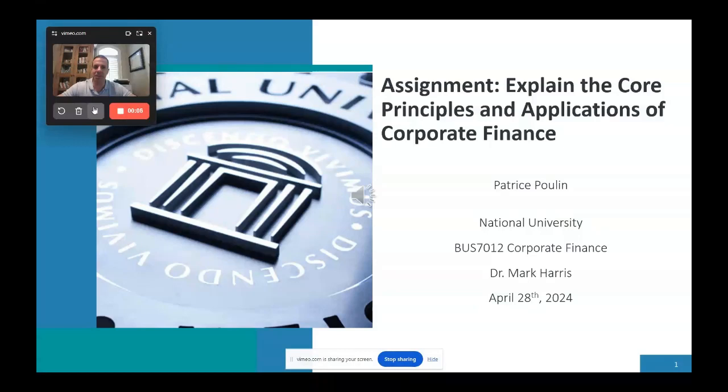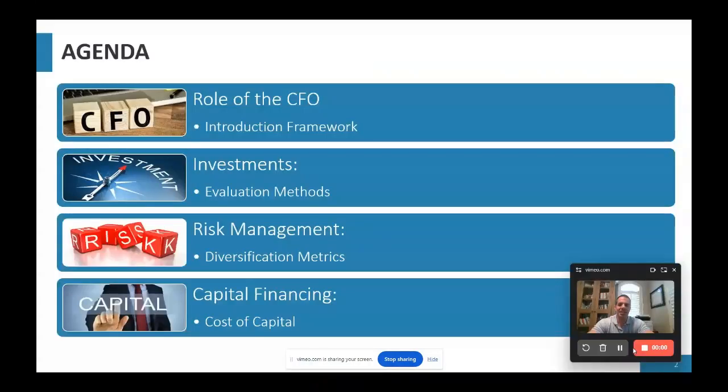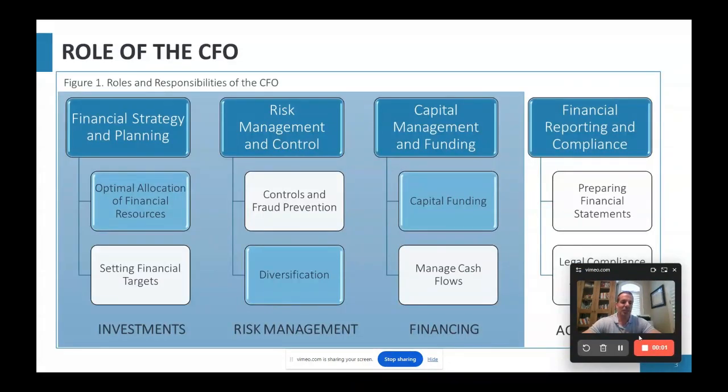This is a short introduction on the core principles and applications of corporate finance. For today's discussion, I'd like to use the role of the CFO as a framework to discuss three main topics, namely investments, risk management, and capital financing. So what is the role of a CFO?